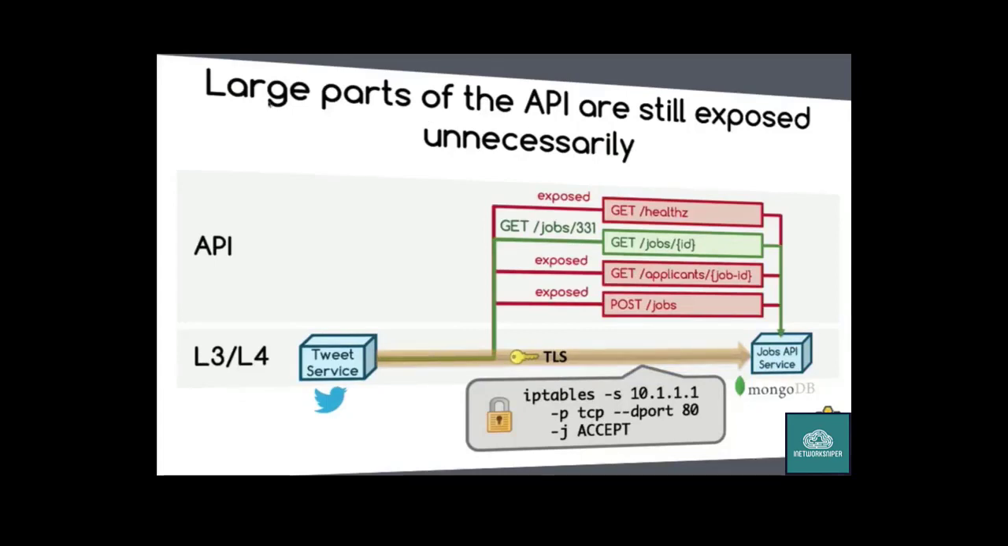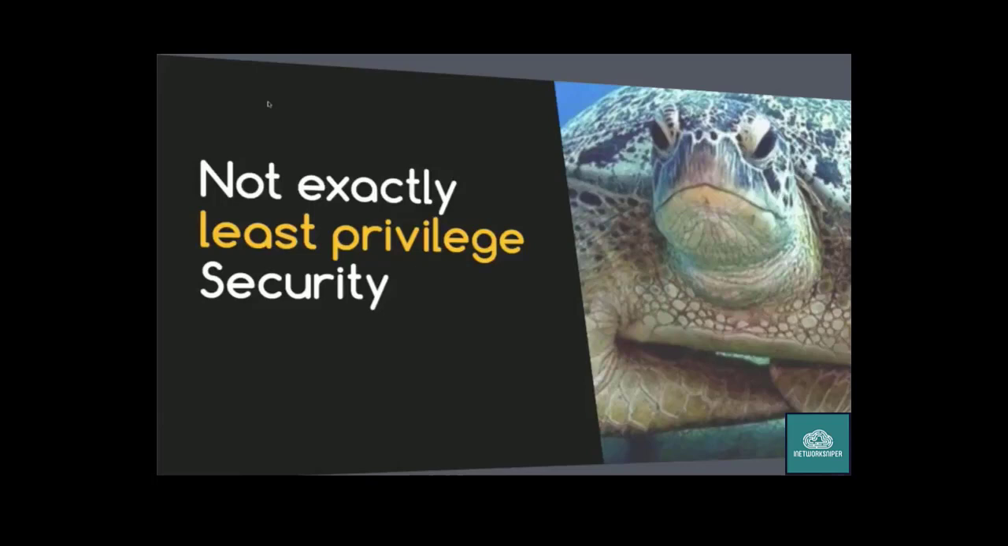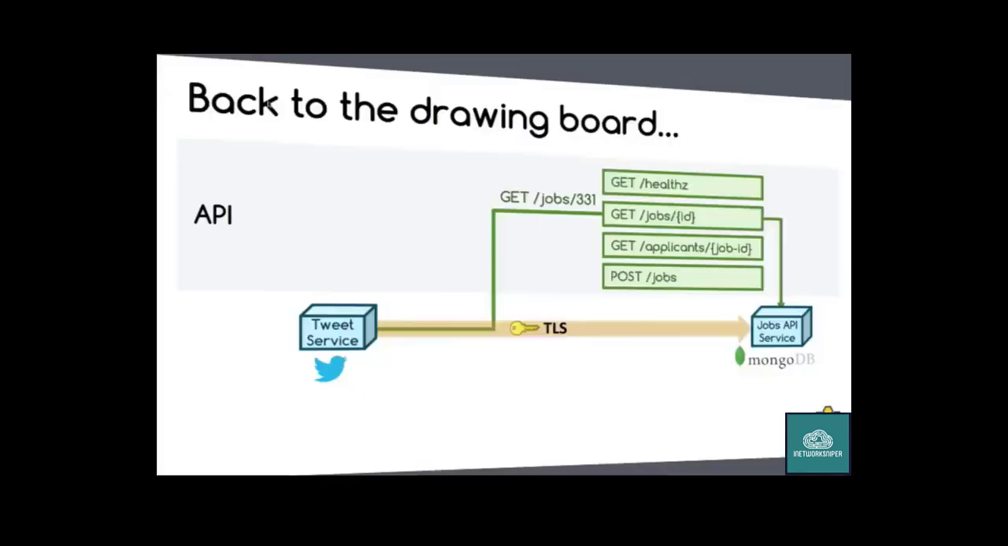So if the intern, for whatever reason, introduces a little bug and that application is misbehaving, worst case scenario, you can actually tweet out all the applicants that applied for that job, which is definitely something that we don't want. On the other hand, the intern could also use this API to even create a job if he wants to stay at the company. But this is definitely not least privilege security. So what can we do about this? And this is the problem we're solving.